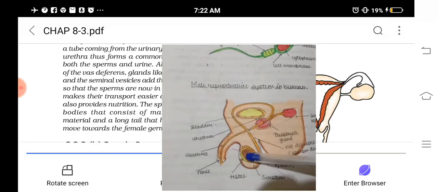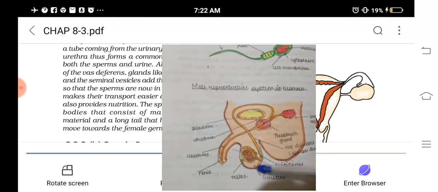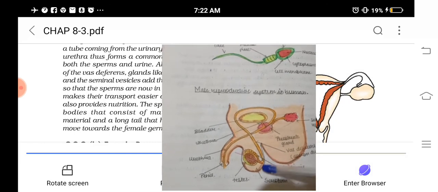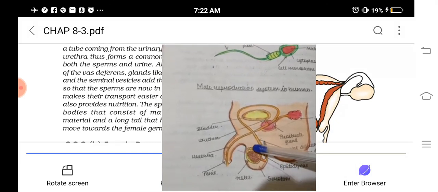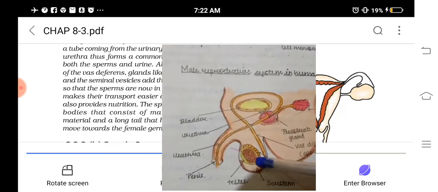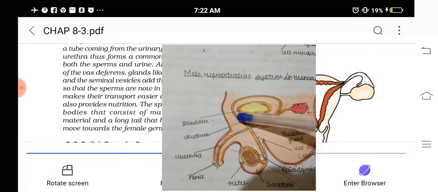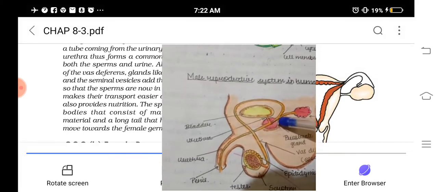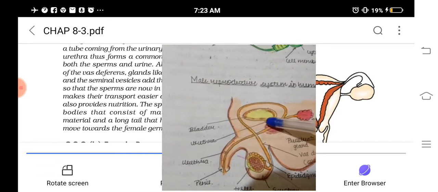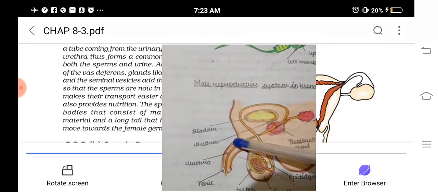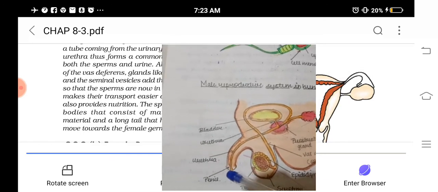Then you can see the testes here, outside the abdomen. Then you can see the epididymis here. Then this is vas deferens, and this joins with the tube that is coming from the urinary bladder and forms the urethra, and that goes out, or it will be opening out through the penis.